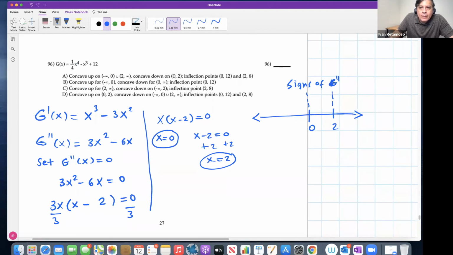Now we have to figure out the signs of the second derivative over these 3 intervals. For that, I gave you this nice technique, the use of test points.